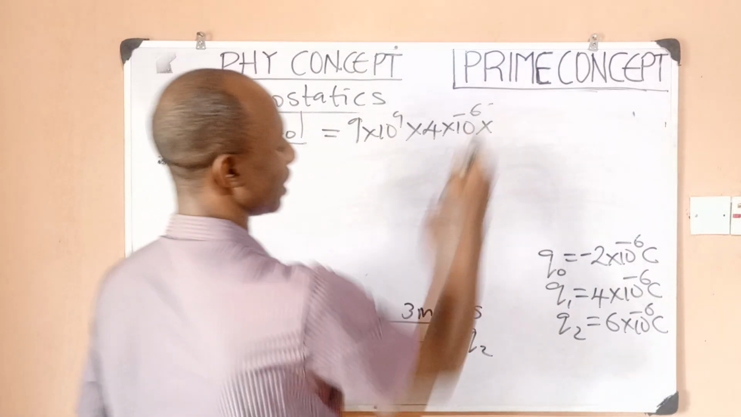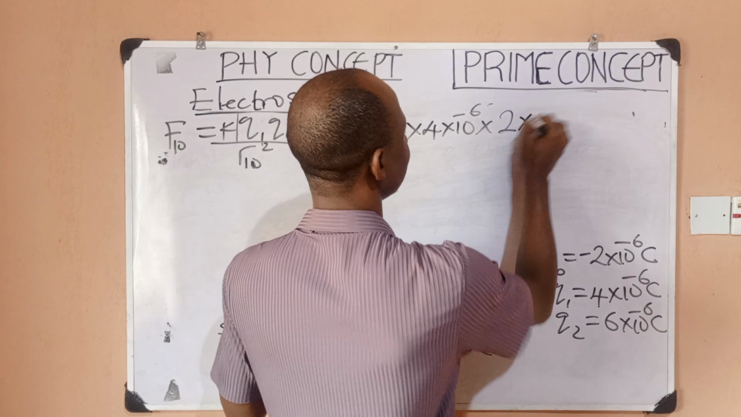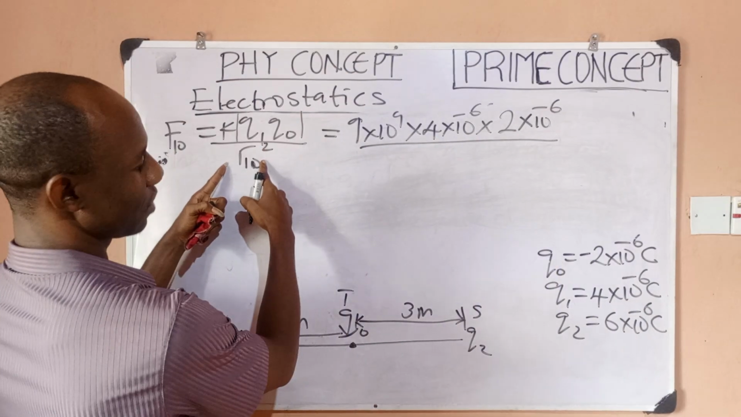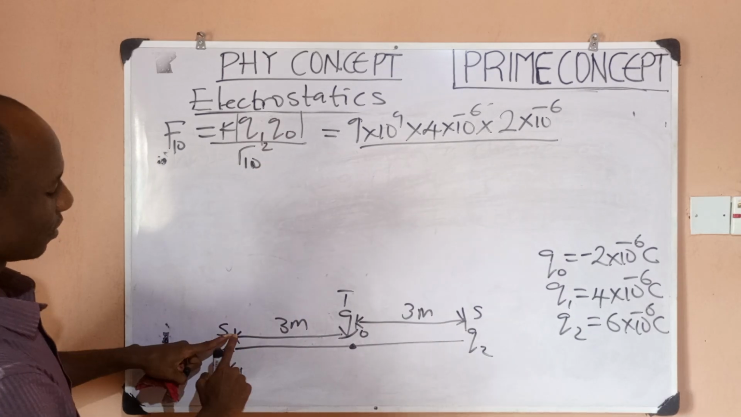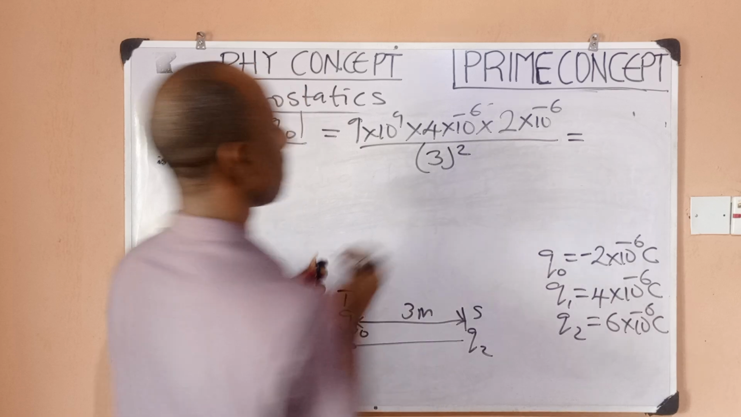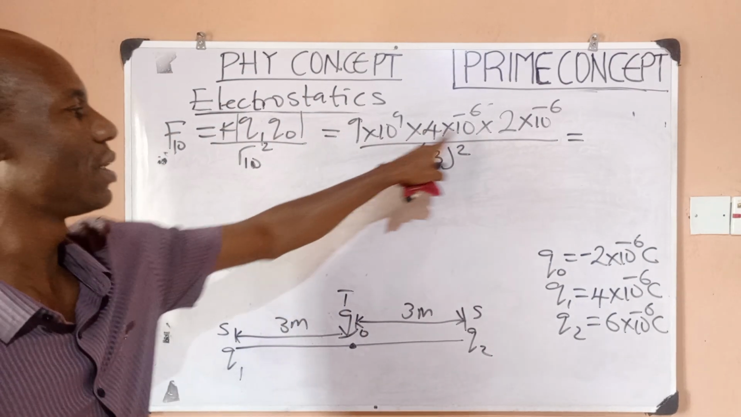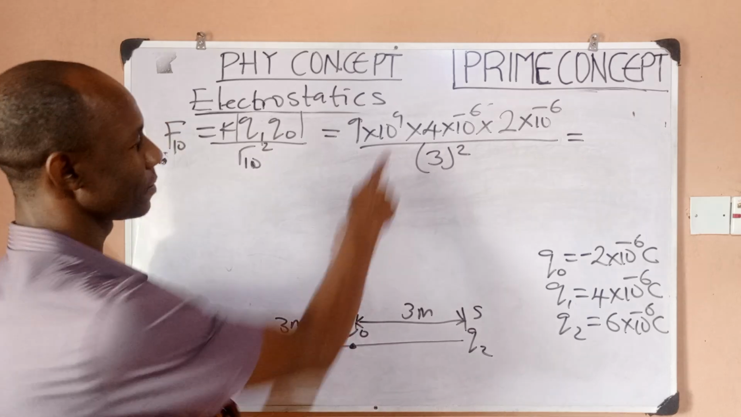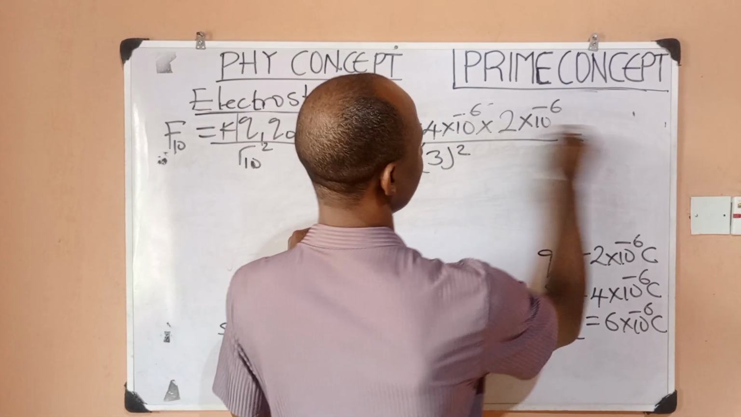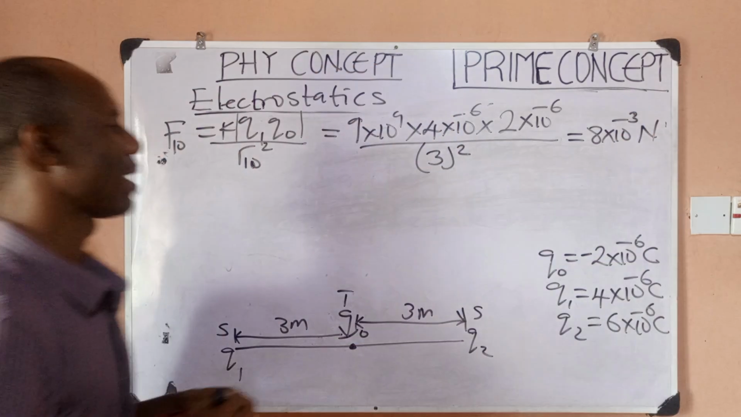So what do I have here now? It's going to be 2 times 10 to the power minus 6, right? Divided by what now? My distance, R10, from here to here is 3. So I have 3 squared. So if I punch this, 9 and 9 cancel, this is going to give me 8. So 9 minus 12 is going to give me minus 3. So I have 8 times 10 to the power minus 3 Newton. So that is my force, right?